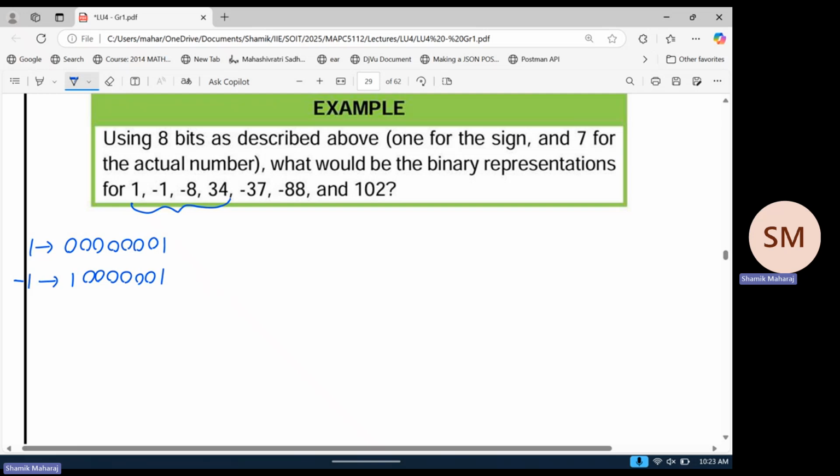Okay, everyone okay with the first two? Yeah. All good? Okay, perfect. All right, so I'm doing the next one, which is -8.